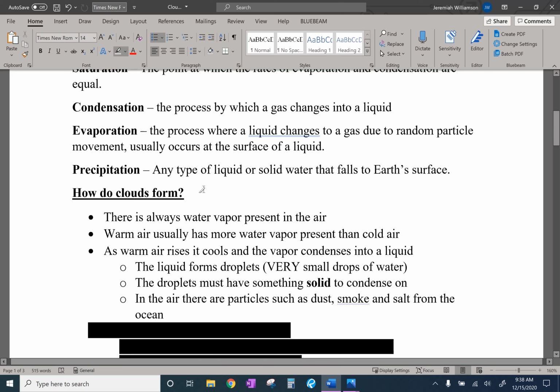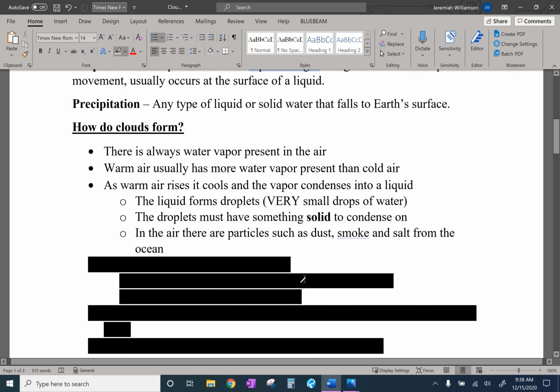Because remember, it is that the warm air rises, and as it rises, it starts to cool off. And the water vapor begins to condense into a liquid, and it condenses on this dust or smoke or salt from the ocean. Okay, next.